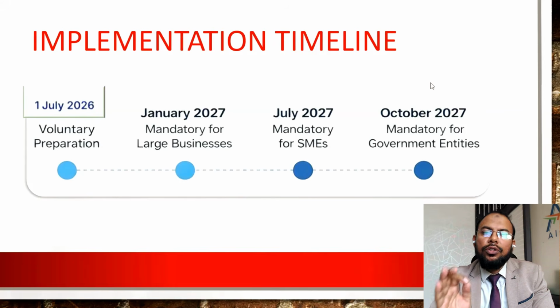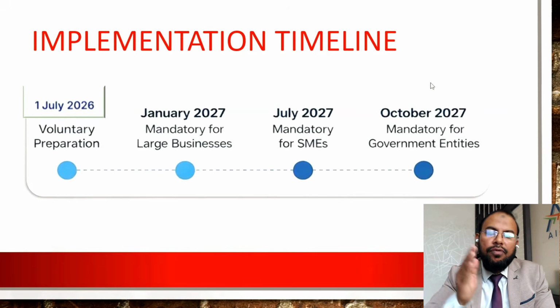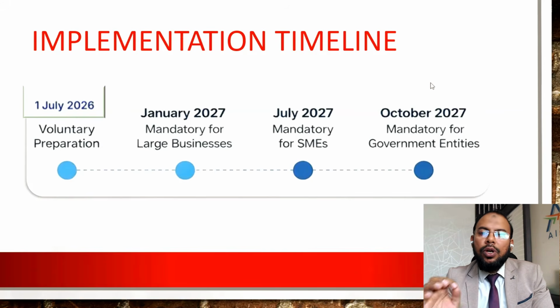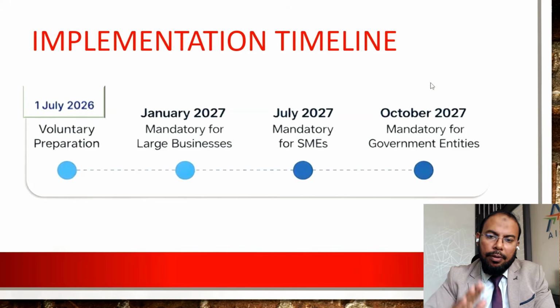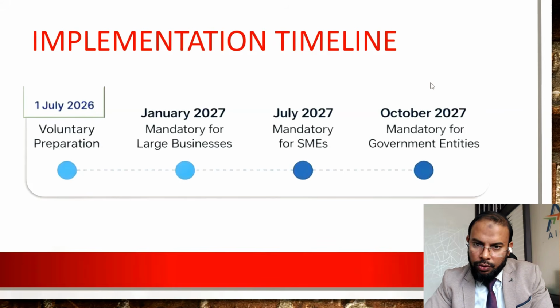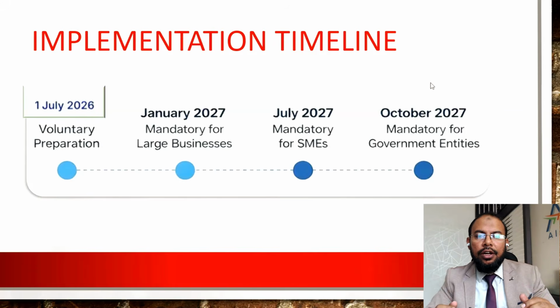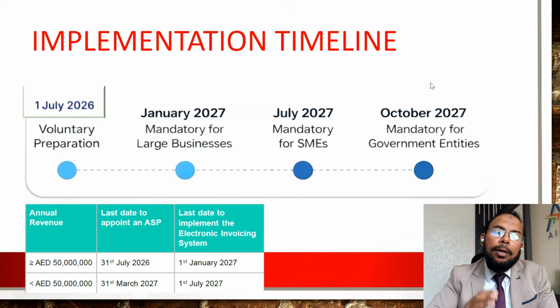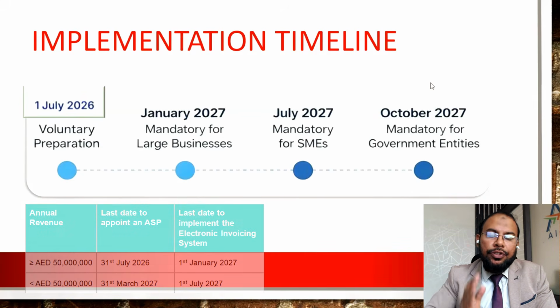Before January 2027, it will be applicable for large businesses, and from July 2027, it will be applicable for small businesses also. And then after, from October 2027, it will be applicable for government entities. I hope this is very clear. You have to start practicing for applying e-invoicing in your businesses. So what is the fallback if you are not implementing in time as mentioned here?